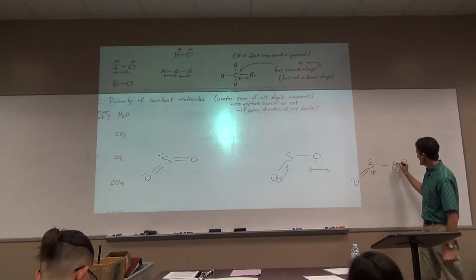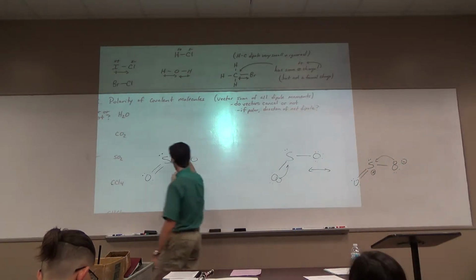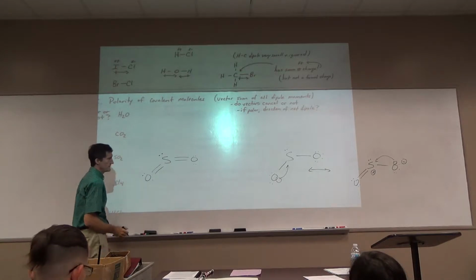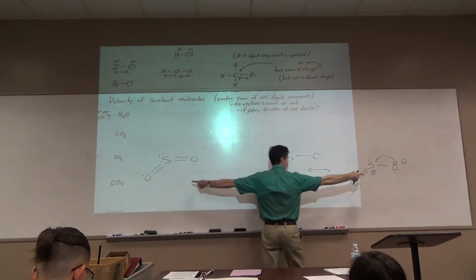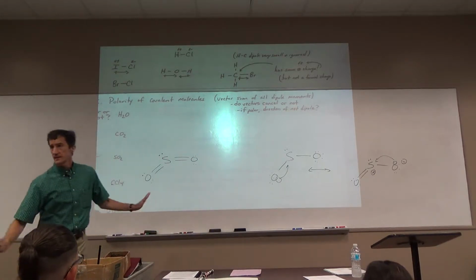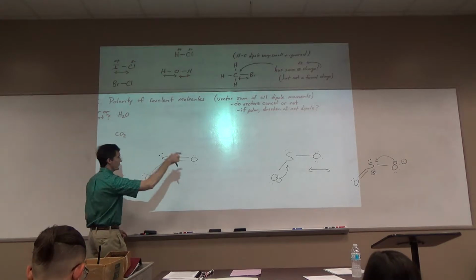Or you can take these and move them in, and that would give this resonance structure if you move them in. That's okay. Now everything's neutral. Sulfur does have an expanded octet. Either one works because any resonance structure has the same hybridization, geometry, everything. You can work with either one.